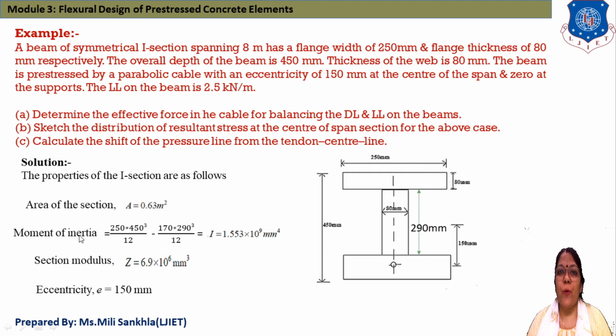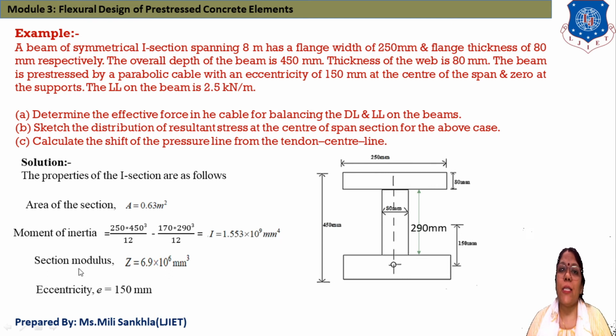Second, we find out moment of inertia. This section is a symmetrical section, so here we use this equation: 250 into the overall depth 450 cube by 12, minus 170, okay, 250 minus this 80, that means 170, into the middle depth of web, that is 290 cube by 12, and the answer of this moment of inertia is equal to 1.55 into 10 raised to 9 mm raised to 4.